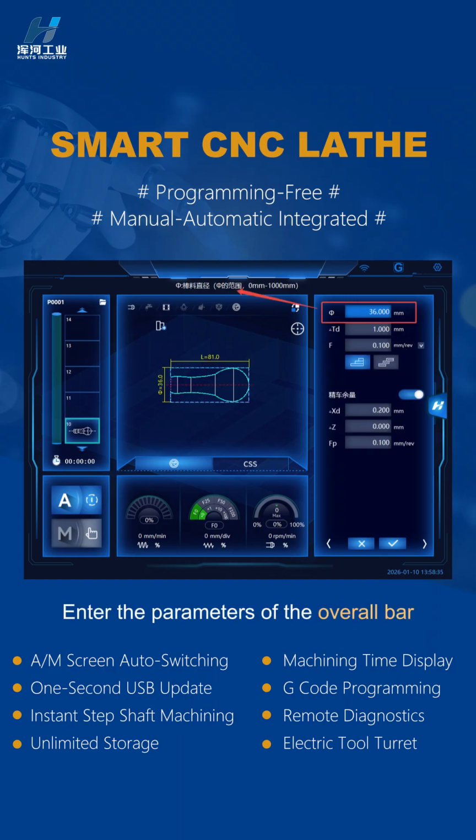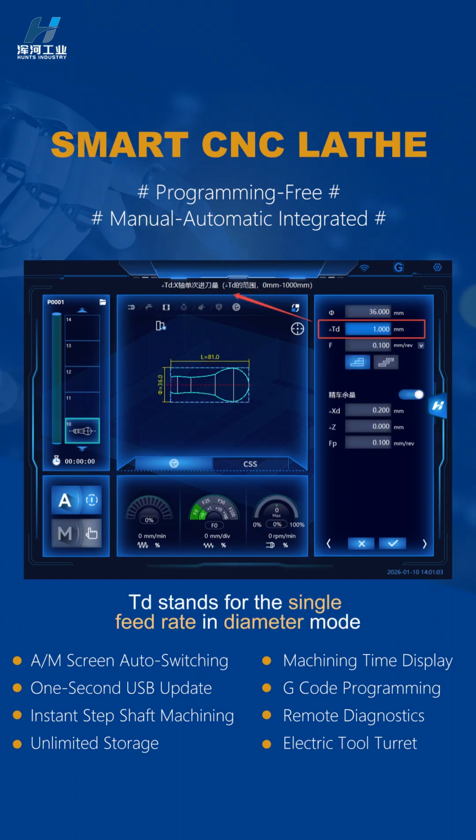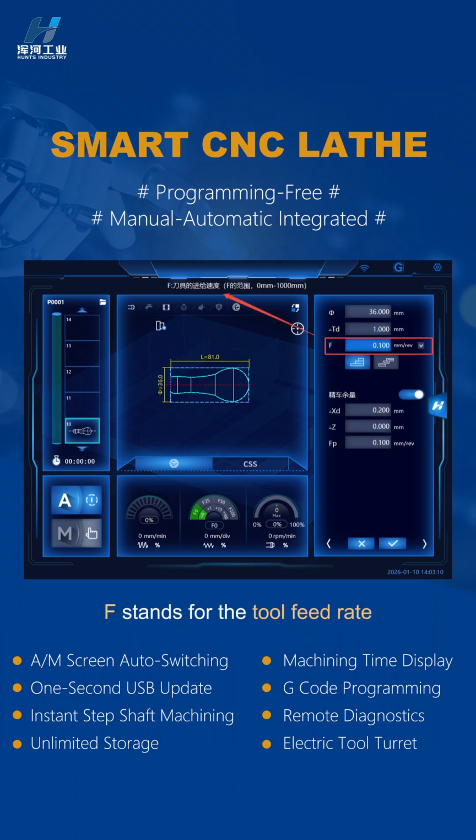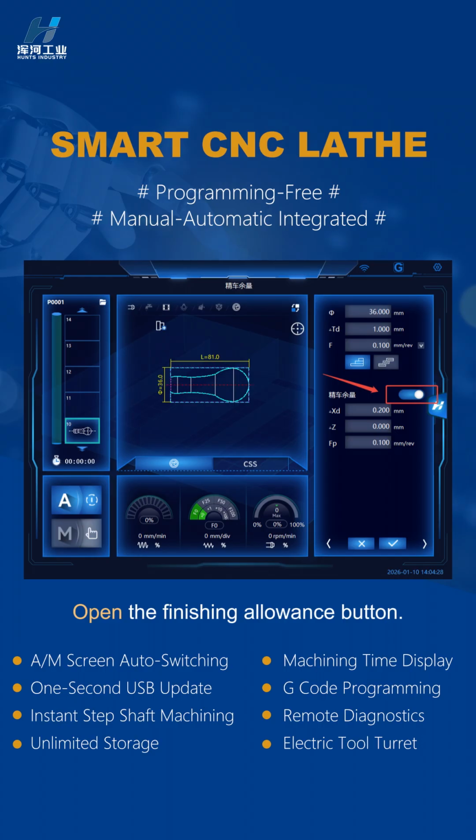Enter the parameters of the overall bar. TD stands for the single feed rate in diameter mode. F stands for the tool feed rate. Open the finishing allowance button.